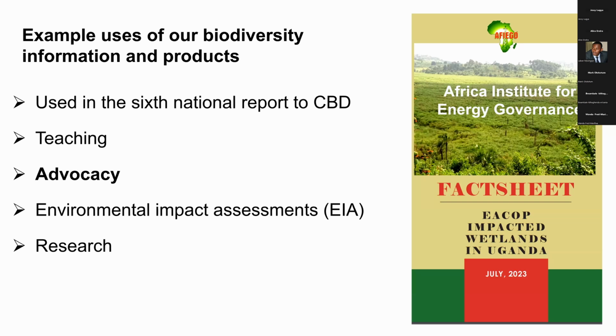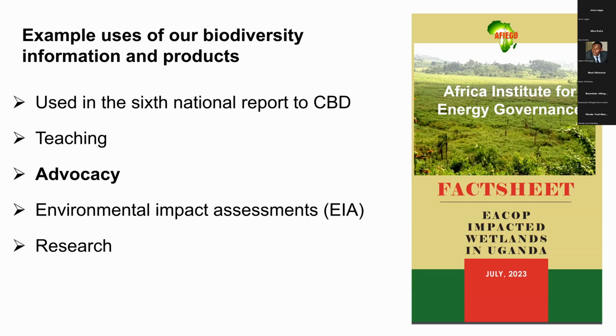Then environmental impact assessments these days, you cannot see many that do not incorporate the national red list for the fishes of Uganda, and that one is very important. And then another important use where our products are being reflected is in research. And this one we are tracking directly through the Global Biodiversity Information Facility, where we have made our data available also. And our data has been used in more than 50 publications, and that one is very important.